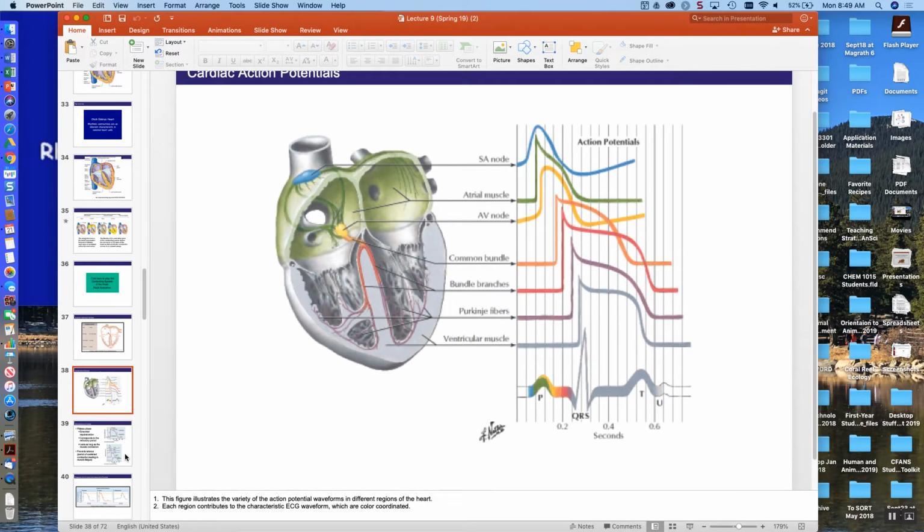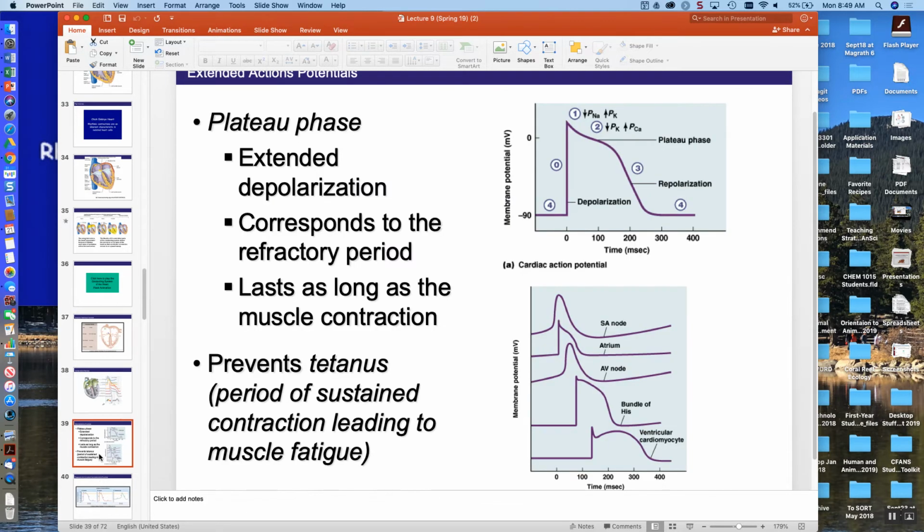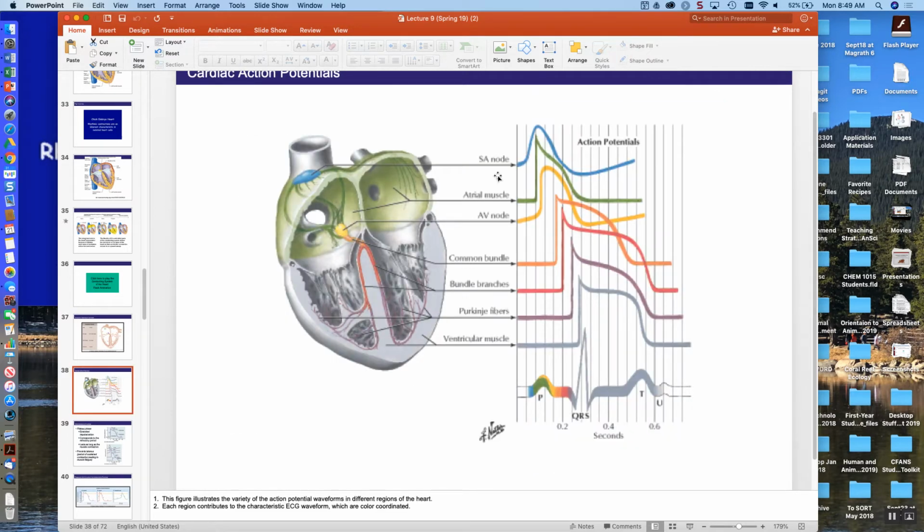So first, before we go into the ECG, now you have a good idea of where we're going today. Let's talk about the action potentials first. All right, the only two that I want you to know for the exam is the ventricular muscle action potential. You already know something about that. And what happens in the SA node. These are the two extremes.